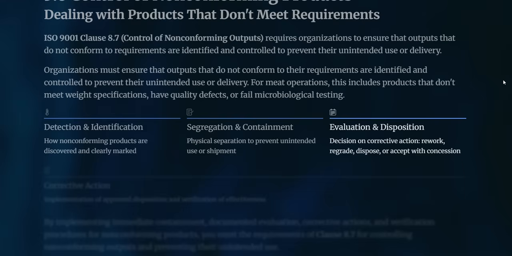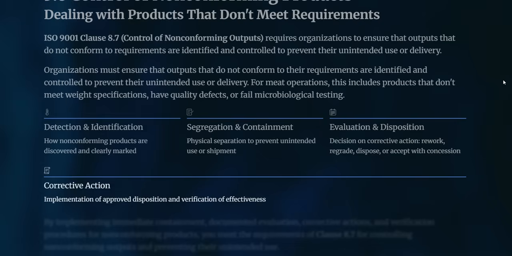Are you going to rework? Are you going to regrade it, upgrade or downgrade? Are you going to dispose of it? Or are you going to accept with concession? The decision will be made according to the predefined requirements. And once you are done with evaluation and disposition, then you carry out the corrective actions. Corrective actions mean implementation of approved disposition and verification of effectiveness, either it's rework, dispose, acceptance, or regrade.